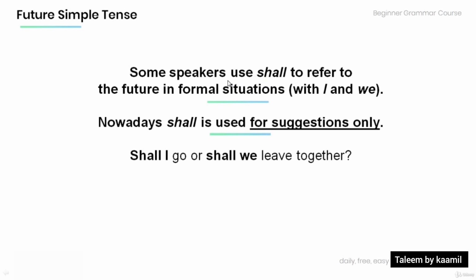Note that some speakers use shall to refer to the future in formal situations with I and we. However, nowadays, shall is used for suggestions only. Have a look at the example over here. Shall I go or shall we leave together? In this sentence, shall is used for suggestion.